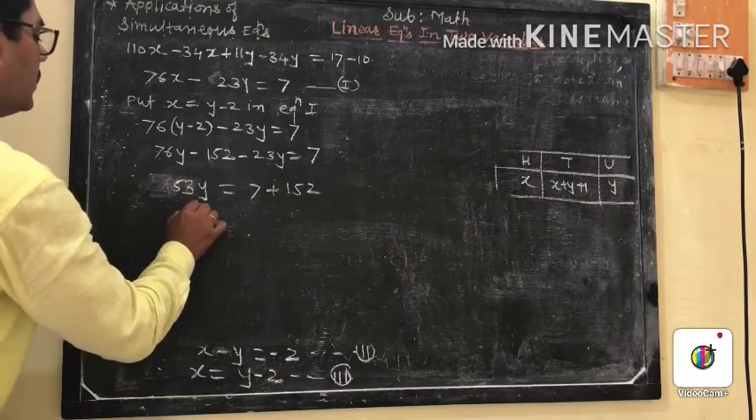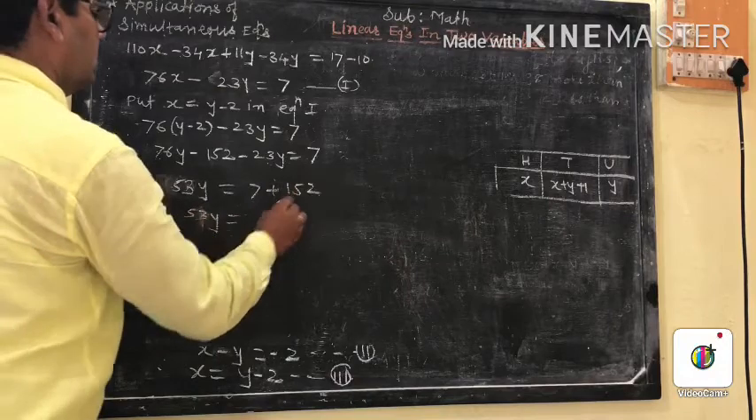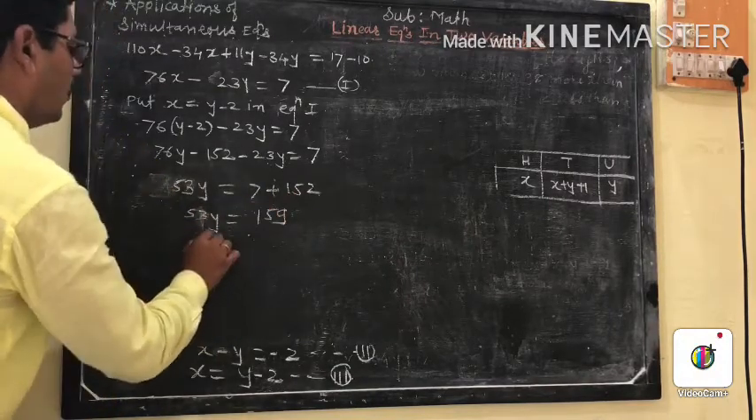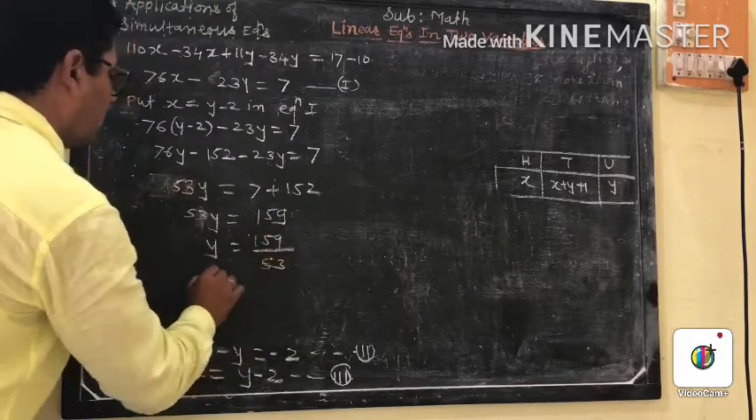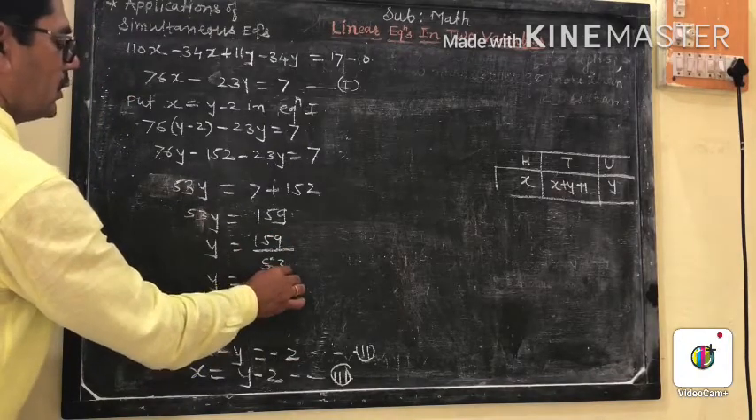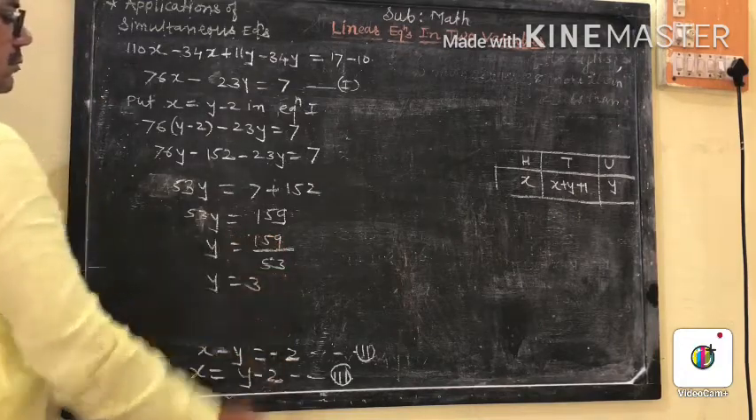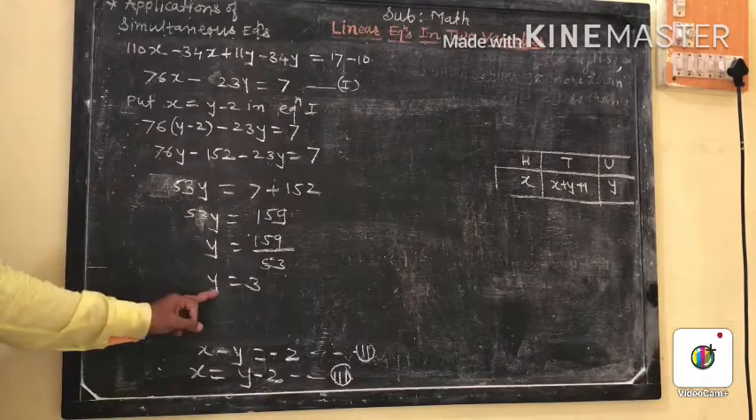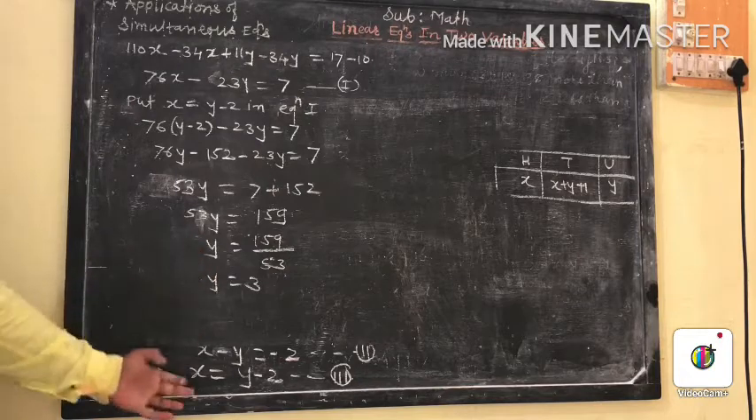Therefore, 53y is equal to 159. Y is equal to 159 divided by 53. Y is equal to 53 into 3. If you divide 53 into this number, you get y is equal to 3. Now you get the value of y, means digit y. Put the value of y in equation 3.